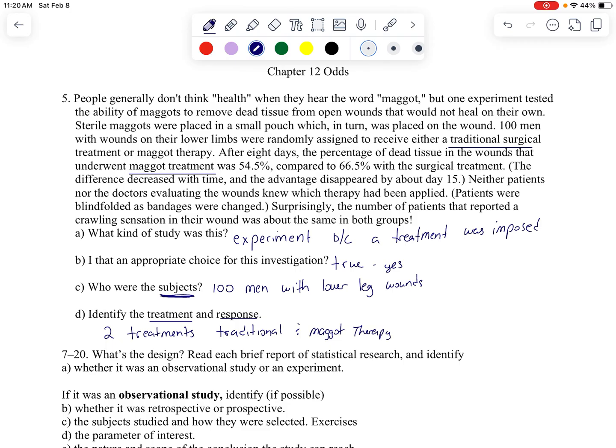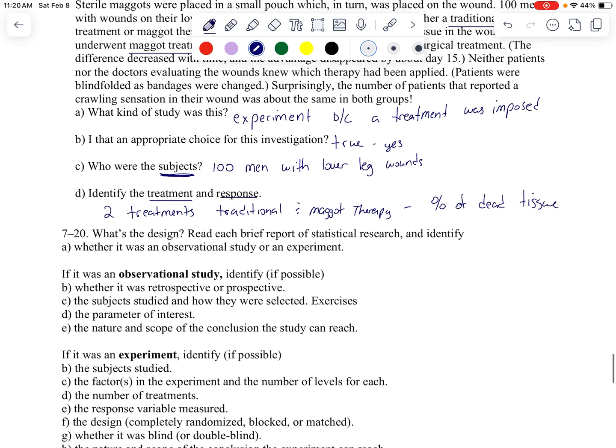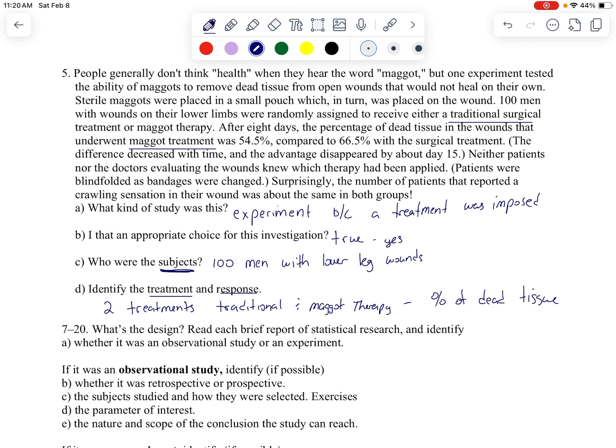The response is what you measure after the treatment is given, and the response variable was the percent of dead tissue. There were some other things in there that we could have talked about. Neither patients nor doctors evaluating knew which treatment had been applied. That is what's called a double-blind experiment. I don't know that I received the treatment, and the doctor doesn't know which one was given. They are just in there to evaluate it. The dressing was changed by a nurse.